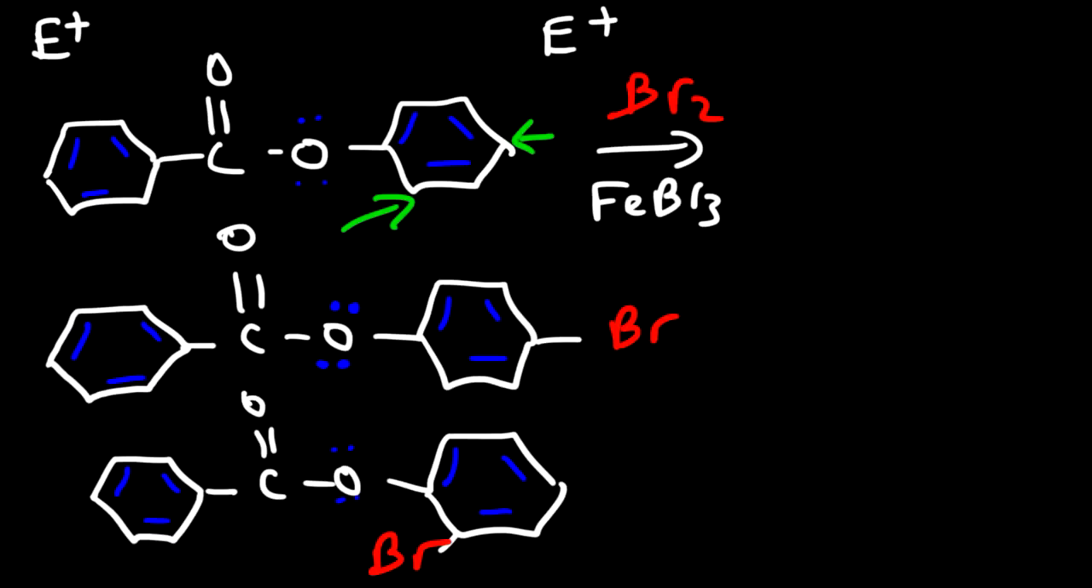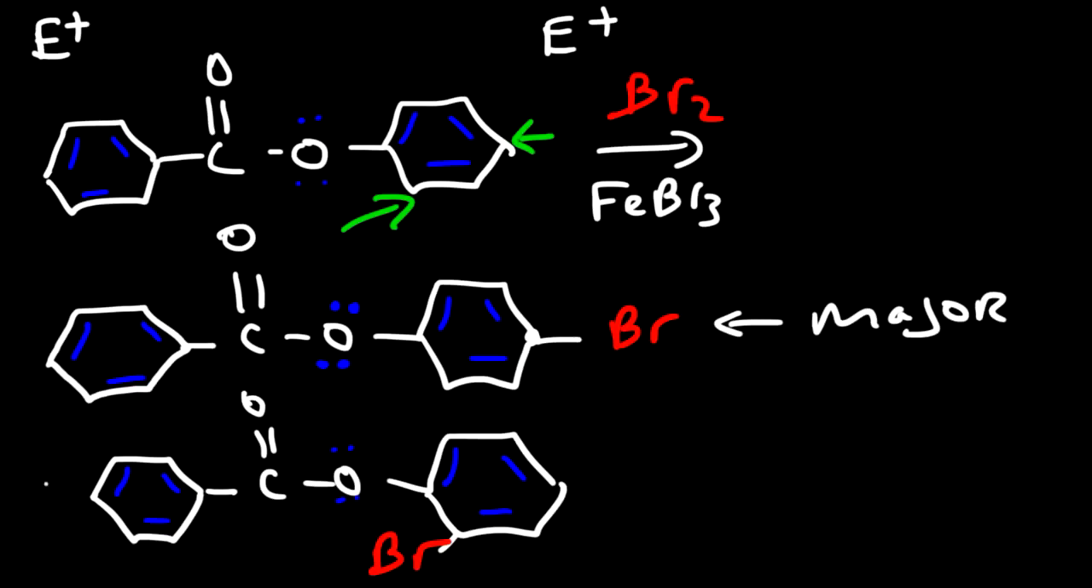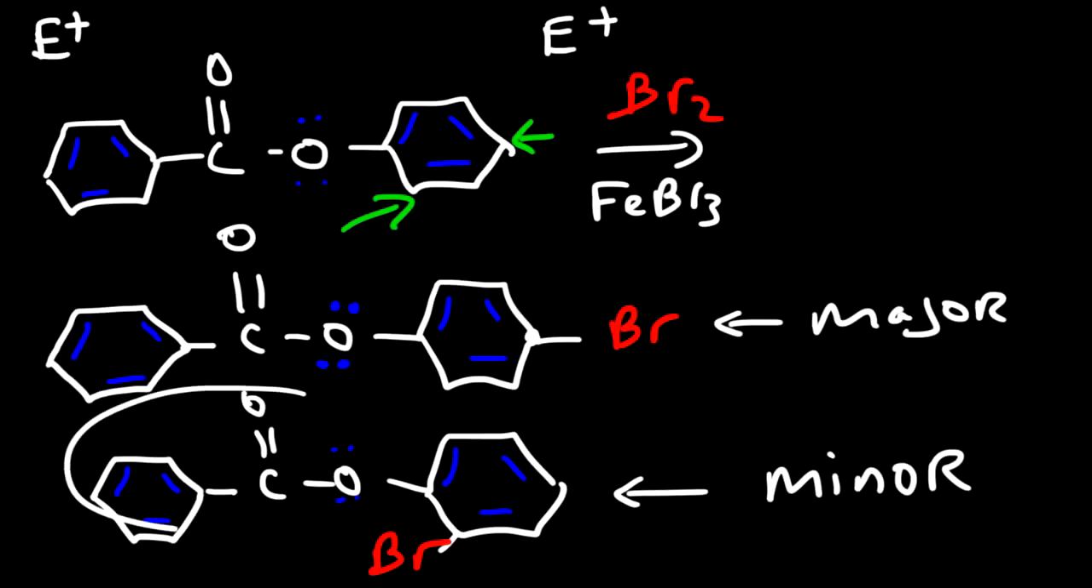It turns out that this one is going to be the major product because the para position is more accessible. I mean, this is not that bulky, but it's pretty much a big group, and so it takes up space, which makes the ortho carbon less accessible. So we can still get this product, but relative to the first one, this is going to be the minor product due to this relatively bulky group.